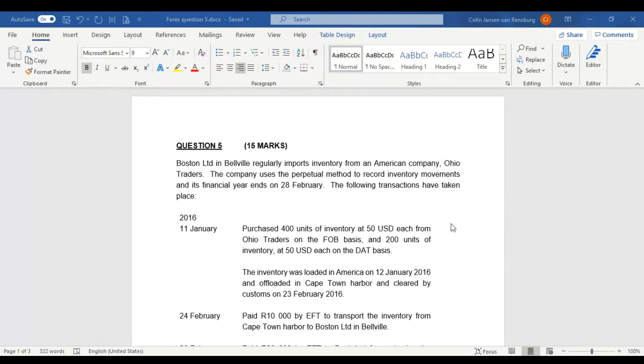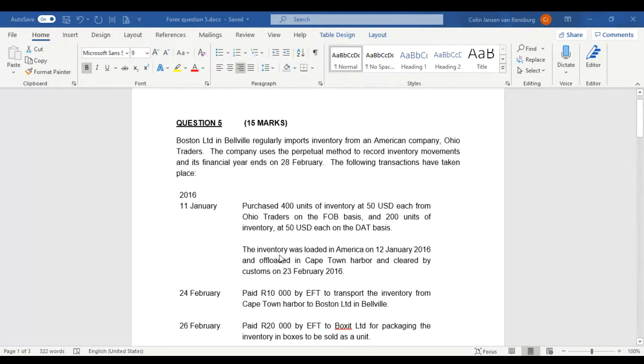Okay, ladies and gents, if we look at the next paragraph, where they say the inventory was loaded in America on the 12th of January 2016 and offloaded in Cape Town Harbor and cleared by customs on the 23rd of February 2016, which one of those two dates will be deemed our transaction date if we are using the FOB system? Can you type for me there, please? Which of those dates will be deemed the transaction date?